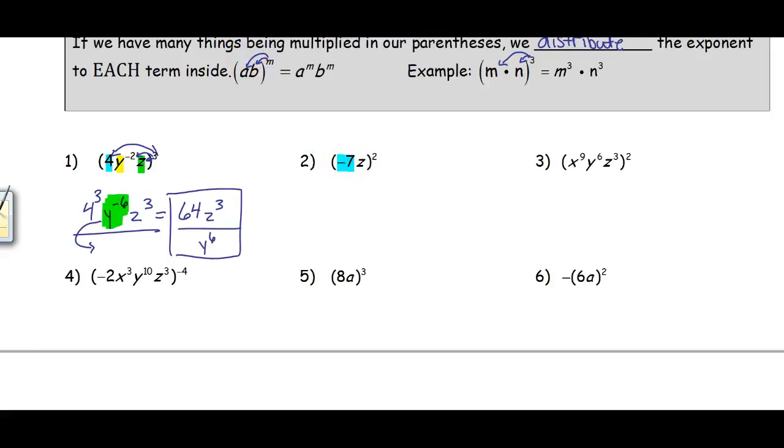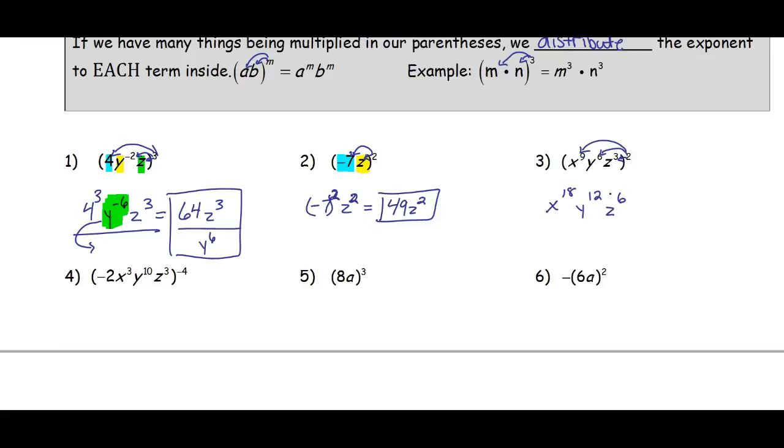So number 2, negative 7 is going to be distributed, and z is going to have the 2 distributed. So negative 7 to the second power, and you have z raised to the second power. So go ahead and answer that. You have 49 z to the second power. All right, number 3. Go ahead, distribute your exponent across. So x, 9 times 2 is 18. y, 6 times 2 is 12. And z, 3 times 2 is 6. There's nothing else you have to do there. You're done.